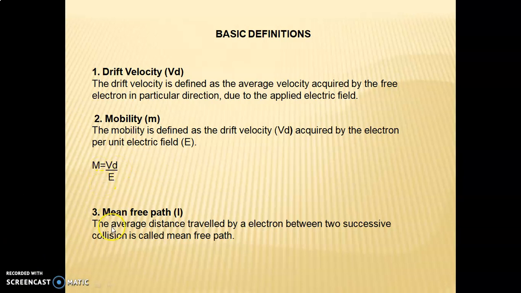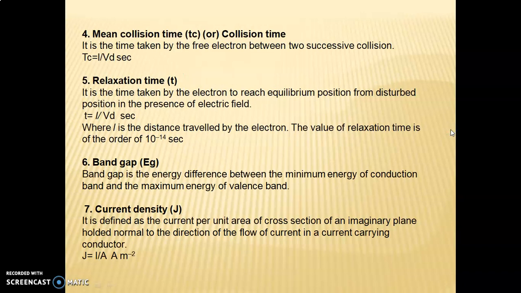Next one, mean free path. Mean free path means the average distance travelled by an electron between two successive collisions.